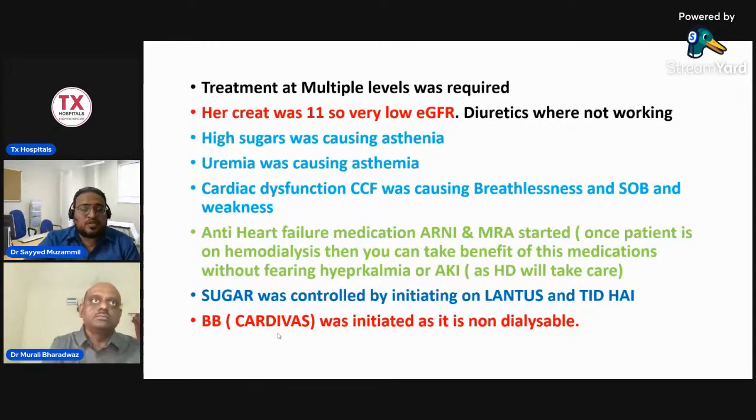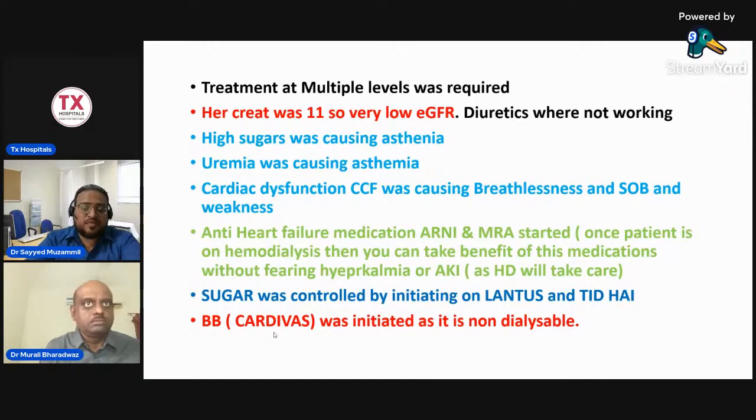Her uremia was also causing asthenia. Cardiac dysfunction due to congestive cardiac failure was also causing breathlessness, shortness of breath, and weakness. So I slowly started this lady on anti-heart failure medication, ARNI and MRA. In CKD patients who are pre-dialysis, your hands are tied. You can't give Vymada and Aldactone. But once the patient is on dialysis, then you can freely give angiotensin receptor neprilysin inhibitor and Aldactone.